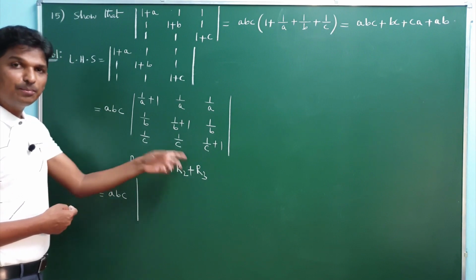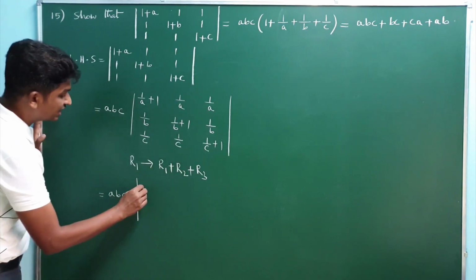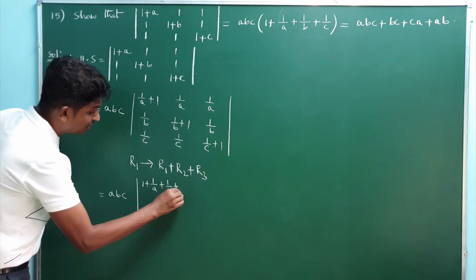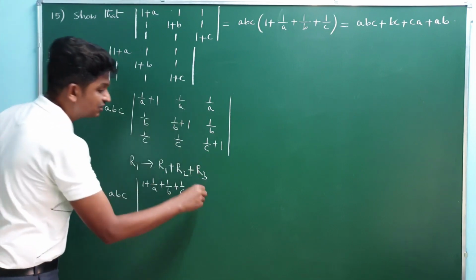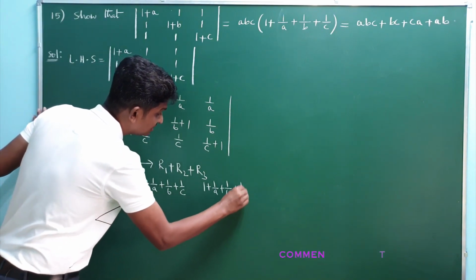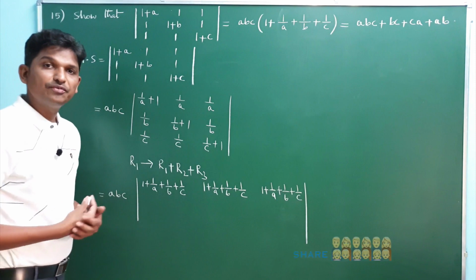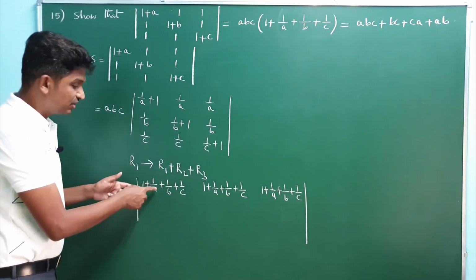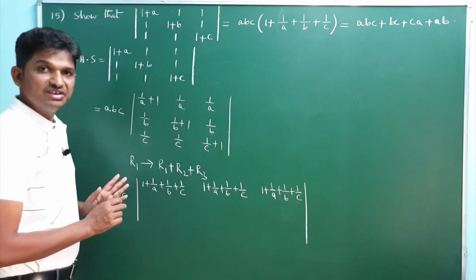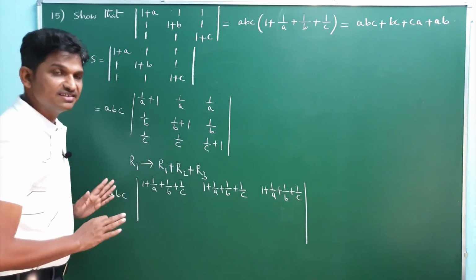R1 changes here. Apply this operation. What will you get? You will get R1, all the elements like this: 1 plus 1 by A plus 1 by B plus 1 by C. See, all the elements of R1 you will get like this. R2 and R3 have no changes, so I'll write them as they are.